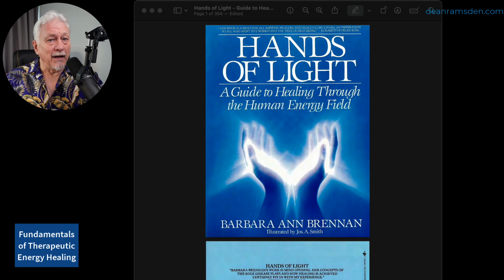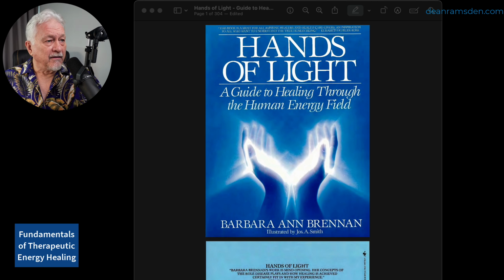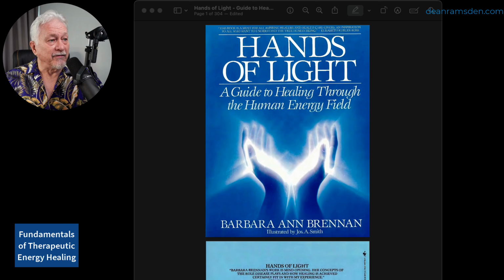We can actually apply this to a healing or medical situation without getting involved in diagnosis or interfering with the medical treatment of the client. And I'll go more into depth about that. But first of all, here we have the famous cover of Hands of Light.